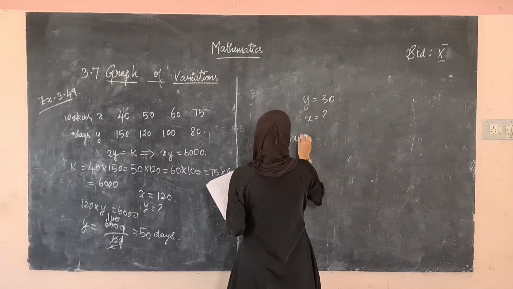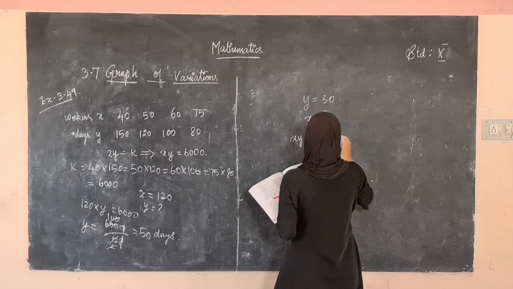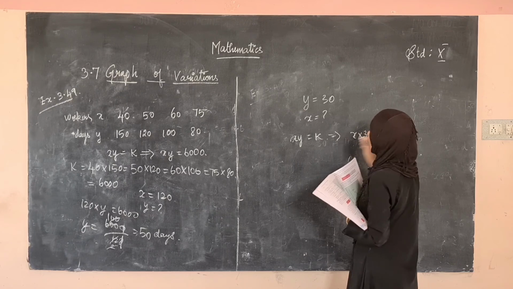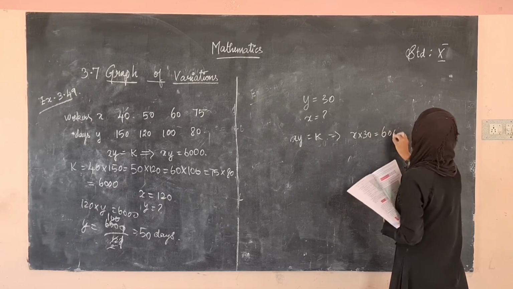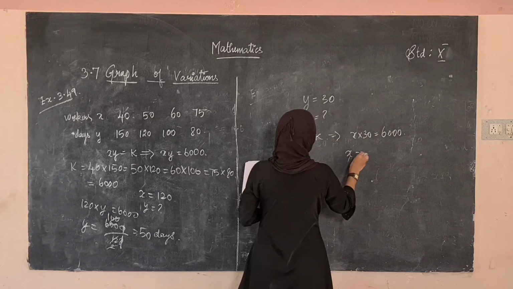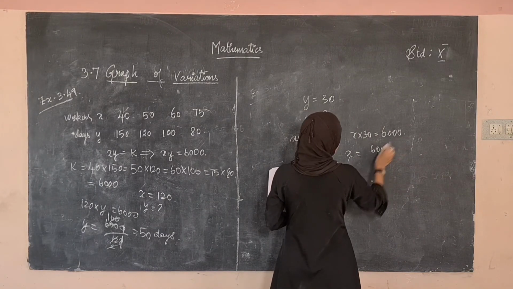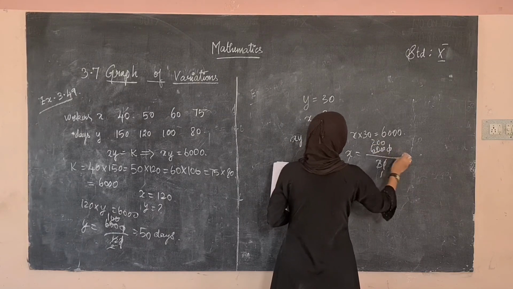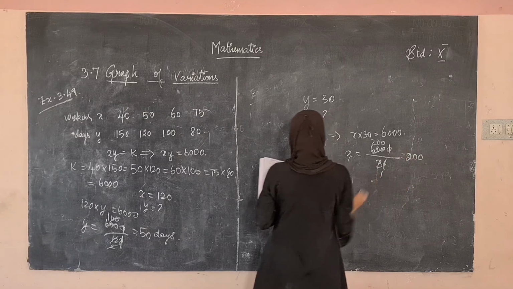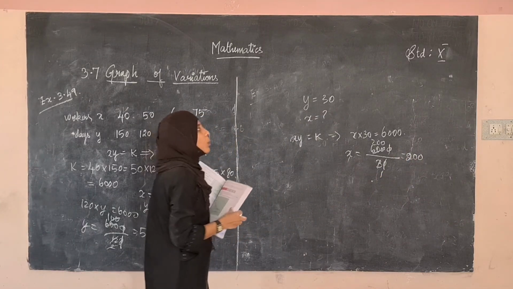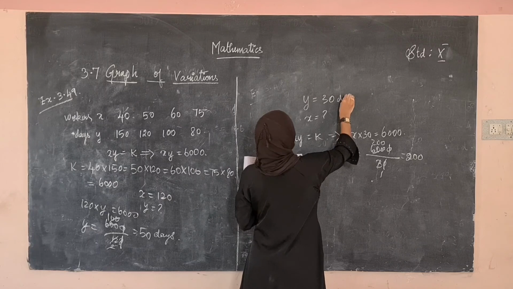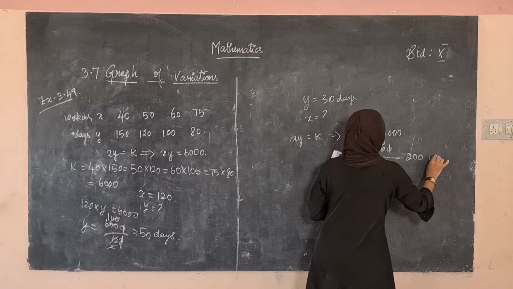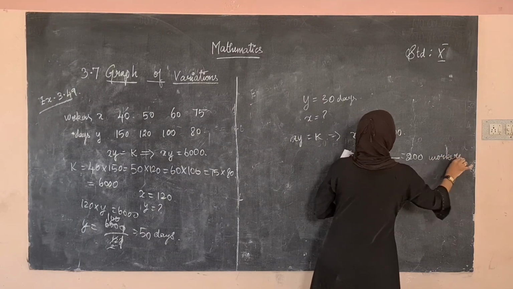So we can use this equation. We have to find the value of x. What's the value of y? That is 30 is equal to y. k is 6000. Okay, so x is equal to 6000 over 30. This 30 becomes the denominator here, and 1,200. The value is 200. That is, to complete the work in 30 days, the number of workers required is 200 workers.